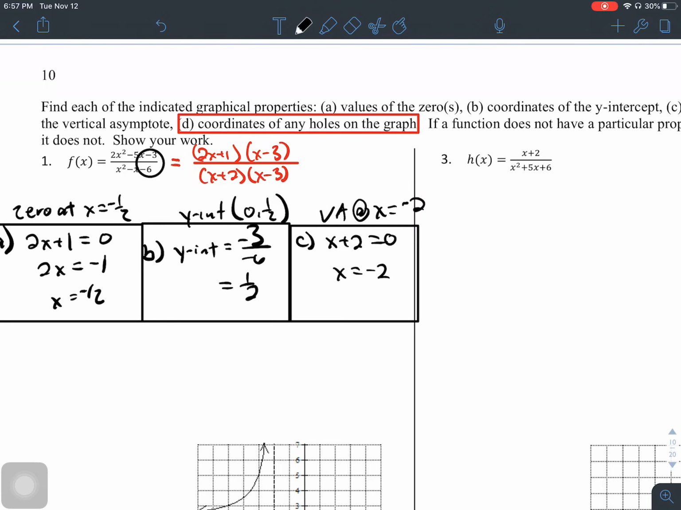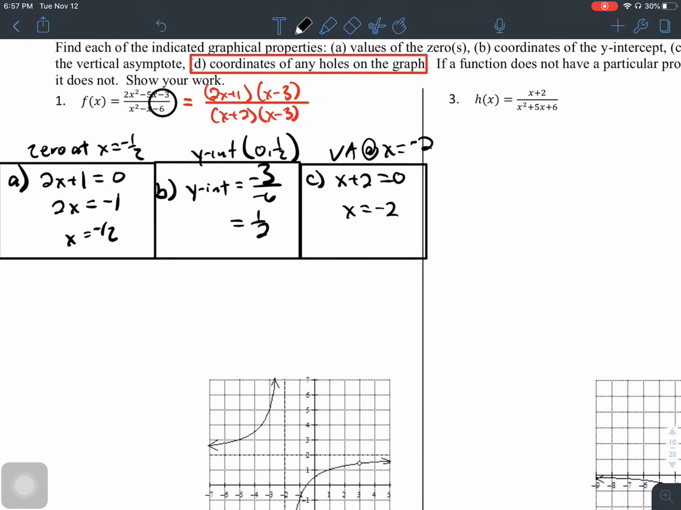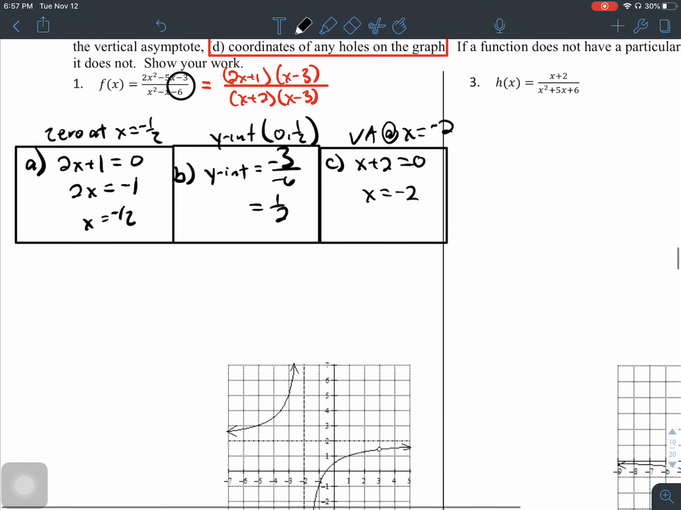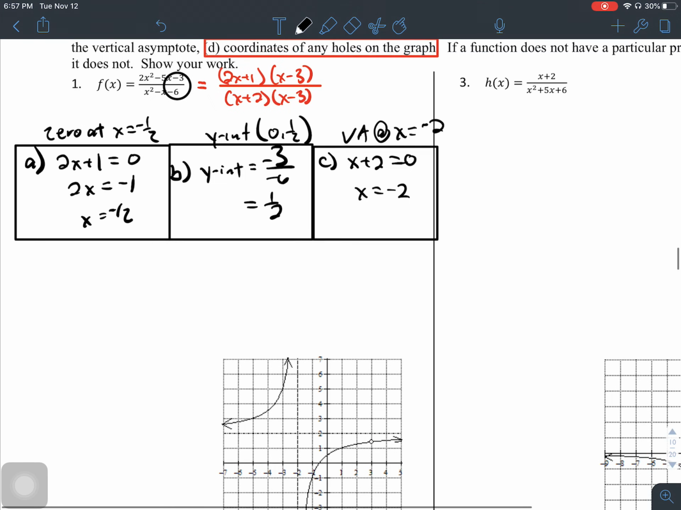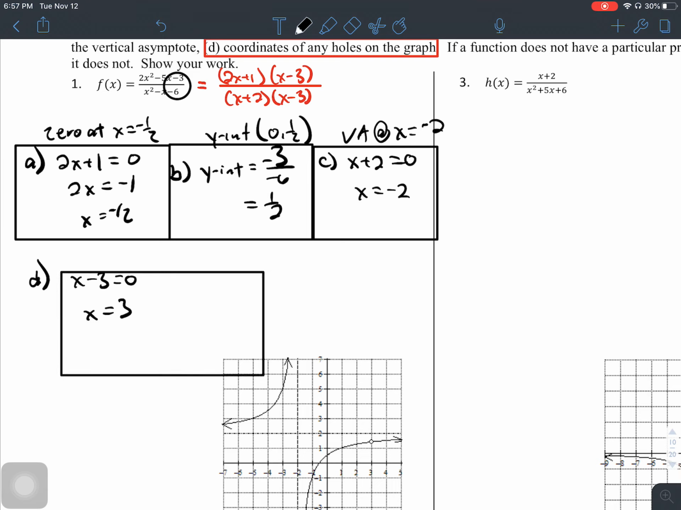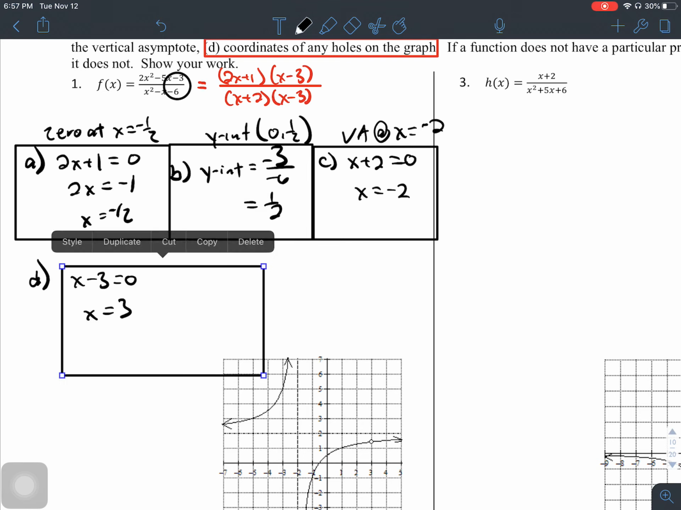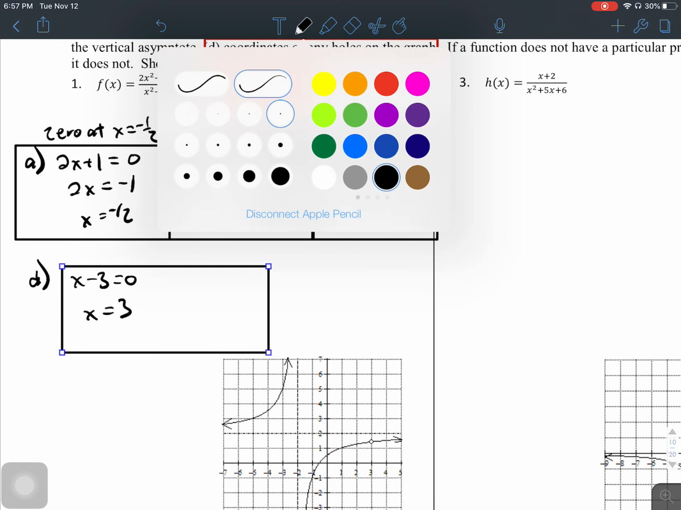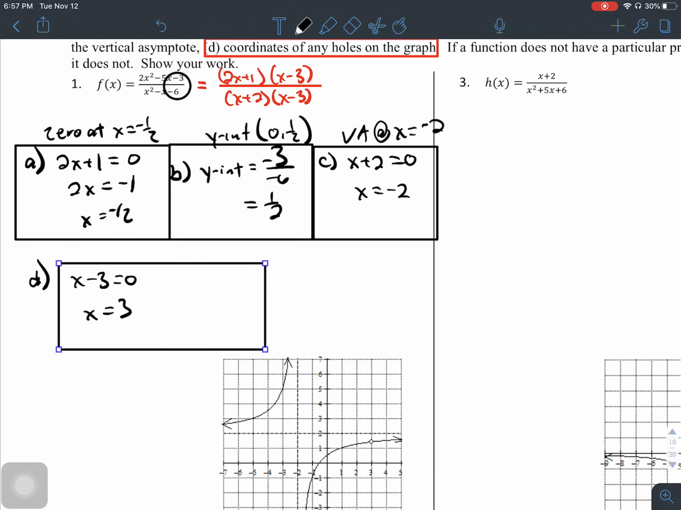We have D, coordinates of any holes. Holes happen from canceling factors from the numerator and denominator. And the one factor that would cancel for this is x minus 3. Set it equal to 0, and we get there's a hole at x equals 3. Now we need the y value that goes with this. Coordinates of a hole is an x value and a y value. So we have the x value, and remember I said this is going to be the hardest one for you folks.